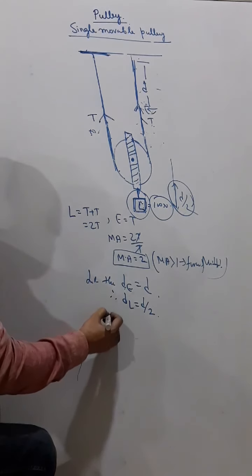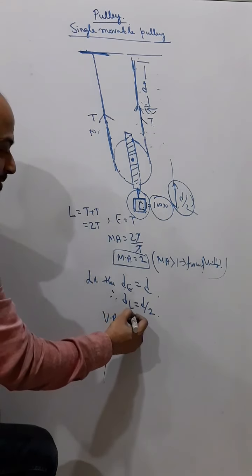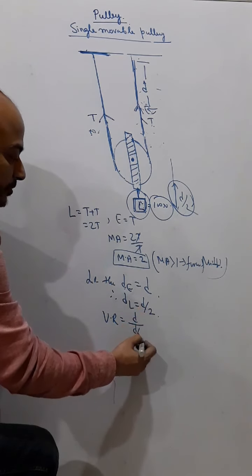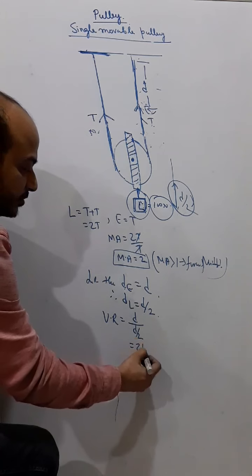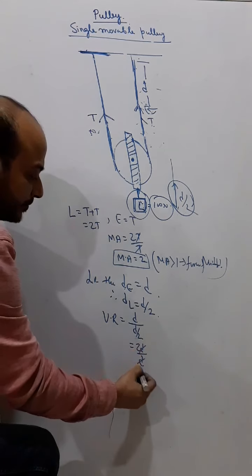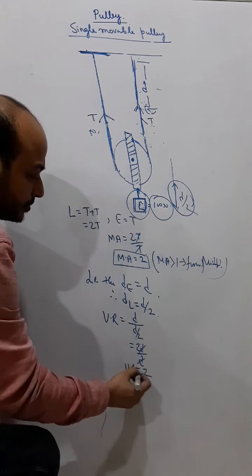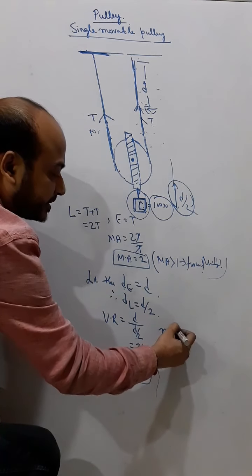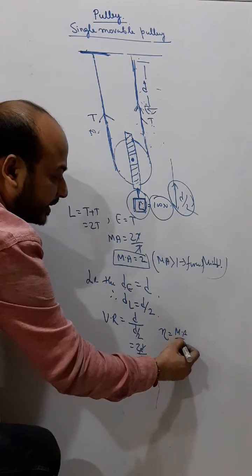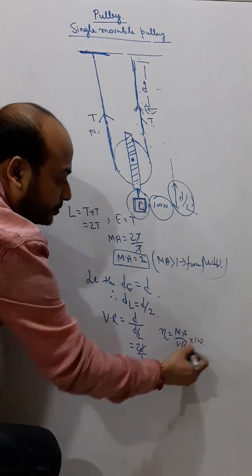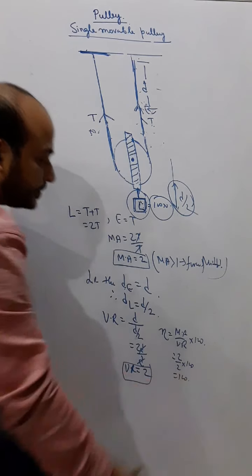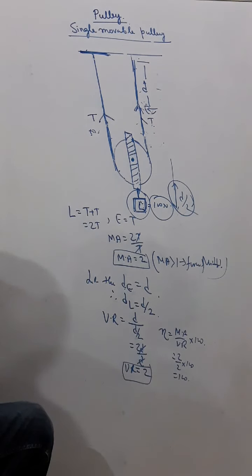Okay. Now we can say velocity ratio is what? Displacement of effort by displacement of load. So finally we get 2D by D. What we got? Velocity ratio is also 2. And finally, naturally, efficiency will be what? Mechanical advantage by velocity ratio into 100%. So we have 2 by 2 into 100%. So we have efficiency as 100%.